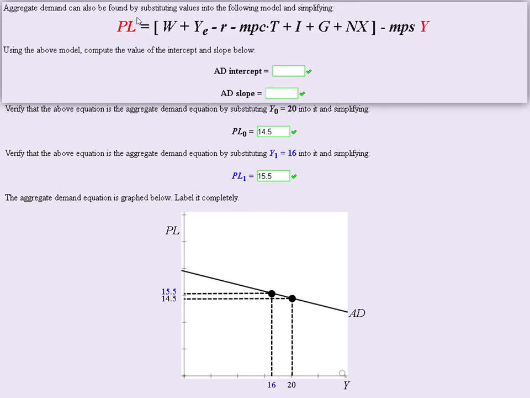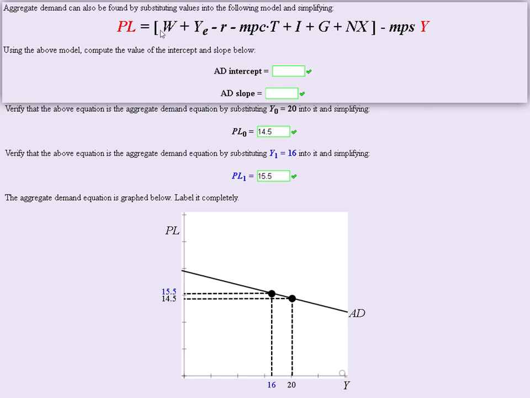Okay. Now, the aggregate demand model can also be found using this equation. It looks a lot like the aggregate expenditure model, only the negative MPS is the slope. And notice there's no price level in here. Essentially what we did is we took the negative price level here and we added it to both sides, and then we subtracted real GDP from both sides. So this is our general form equation for aggregate demand.